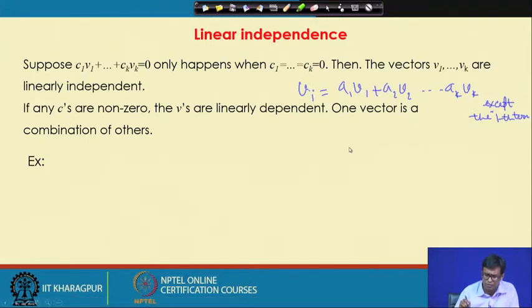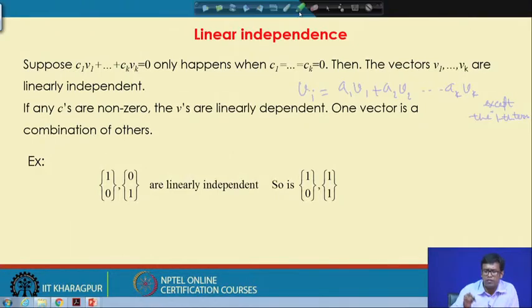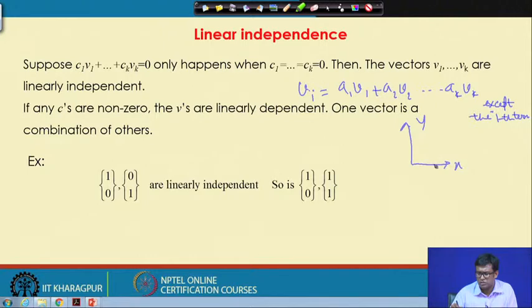One is 1 0, 0 1. They are linearly independent. If I think of a 2D space, x and y, this is say 1 0 and this is 0 1, one vector here and another vector here. Obviously, the vector along y is not related to the vector along x, it cannot be. They cannot be expressed in that way. So, they are linearly independent.